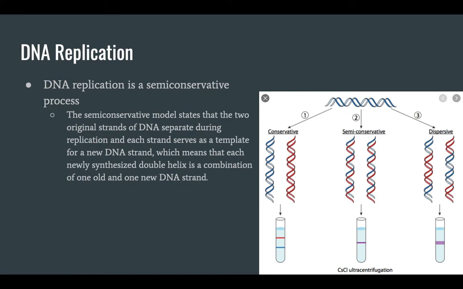As you can see here, the red strand is the newly synthesized one, and the blue is the original one. In the semi-conservative model, as we just said, the red new strand pairs with one old, and in the conservative one, the new DNA strands pair together and the old ones pair together. And in the dispersive one, the new and old are all mixed together.